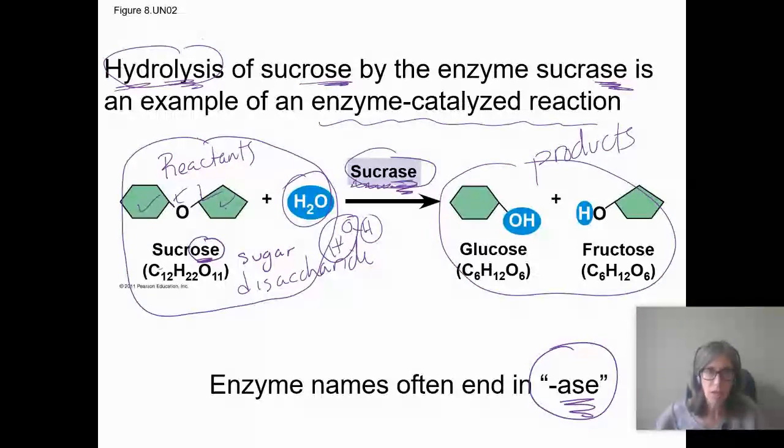One other vocab word that I want you to have is substrate. So a substrate would just be the reactant if you're using an enzyme. An enzyme works on the base material, the substrate, which is the same thing as the reactants. If you have an enzyme, you use these words interchangeably.